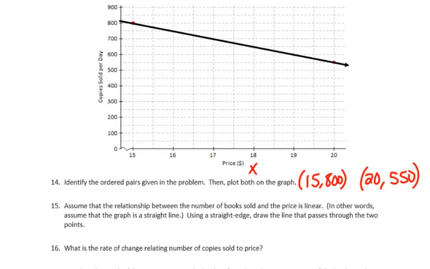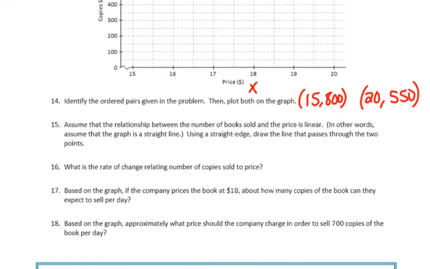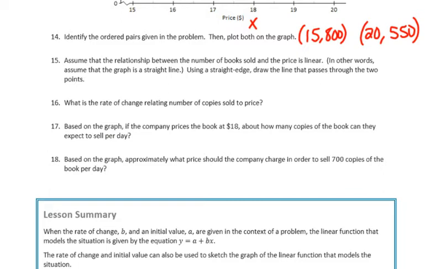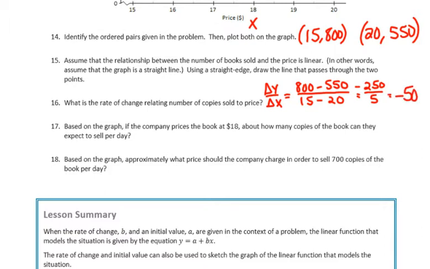What is the rate of change relating the number of copies sold to the price? This would be hard to use the graph, so what I'm going to use, they're asking to find the slope, which is the change in y over the change in x. So I'm going to use the 2 points that they gave me. 800 minus 550. So I'm subtracting the y values over the x values, 15 minus 20. So I get 250 over negative 5, which tells me that this whole fraction is negative, which is negative 50. That is my slope or rate of change.